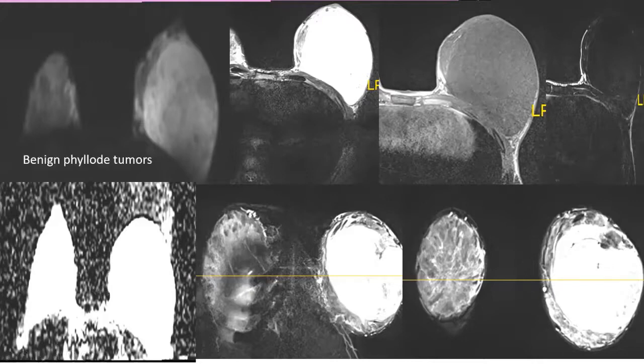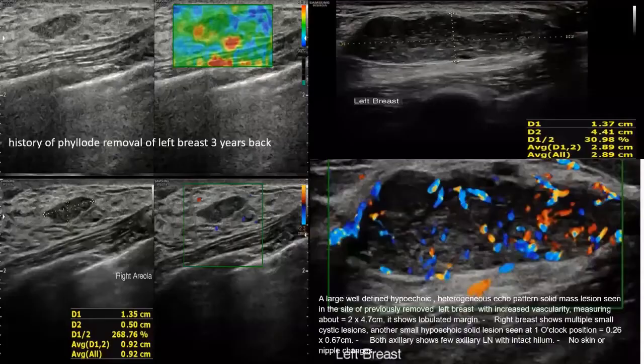The pathology was benign phylloides tumor, and 3 years after excision, the patient presented with a mass at the same location. The mass is recurring, and look at the recurrent mass here. It is well-defined. It is smaller than the first one, but it is still a large mass.